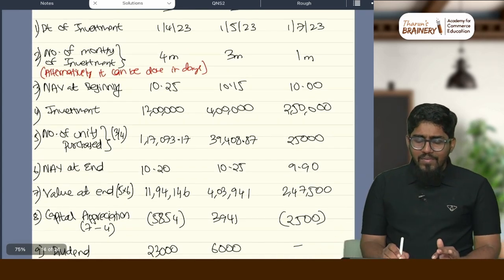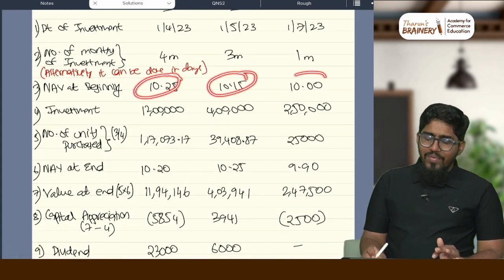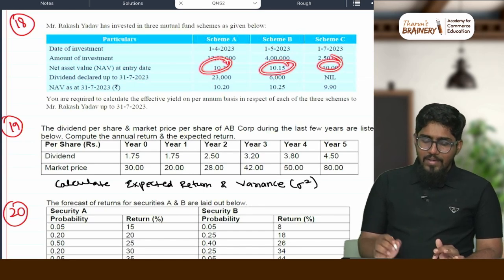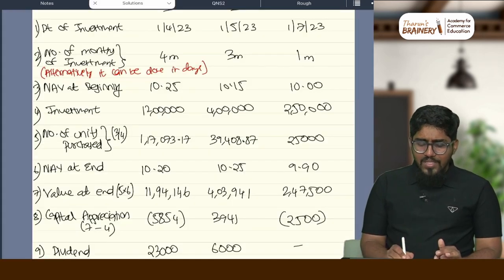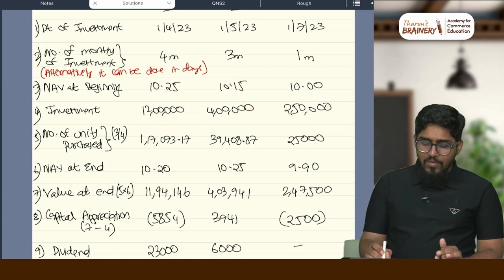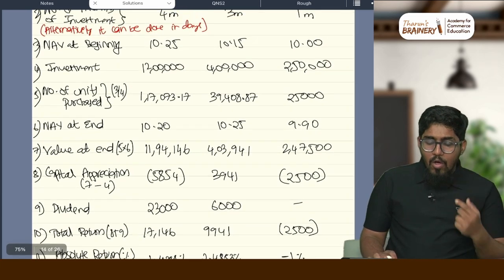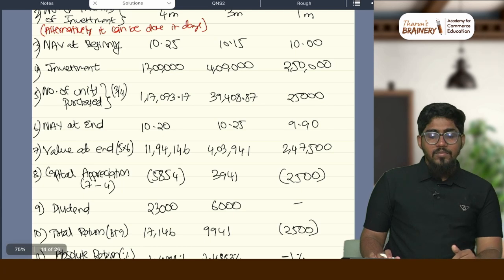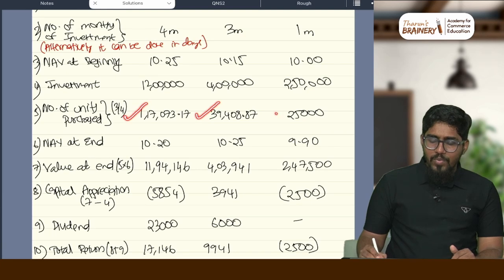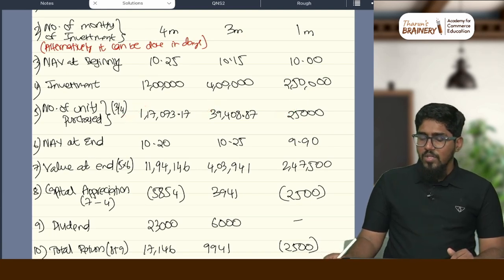What is my NAV at the beginning? 10.25, 10.15, 10, given in the question. How much have I invested? 12 lakh, 4 lakh, 2 lakh 50,000, given in the question. Now how many units have I purchased? Which is nothing but investment divided by NAV at the beginning. So this much number of units I have purchased, this much here, and this much here.